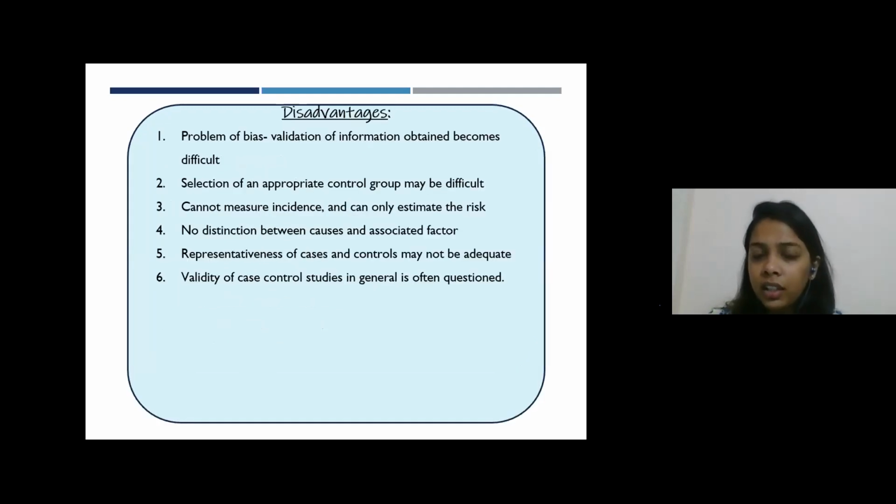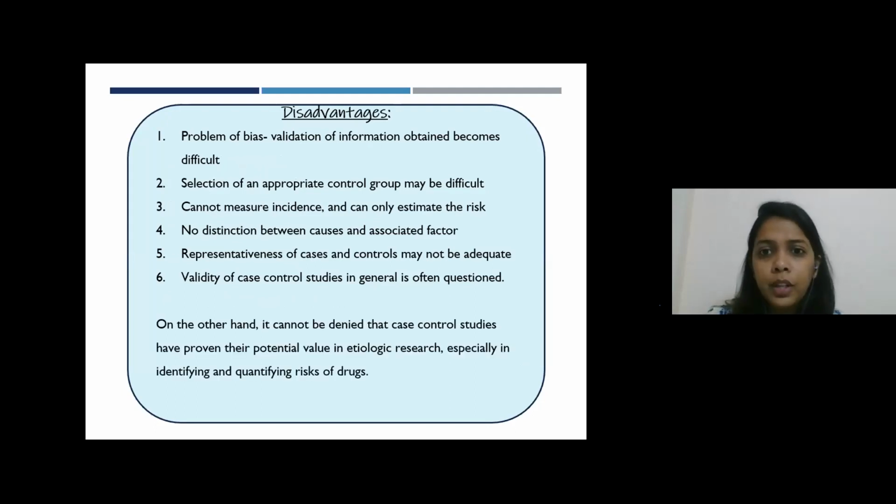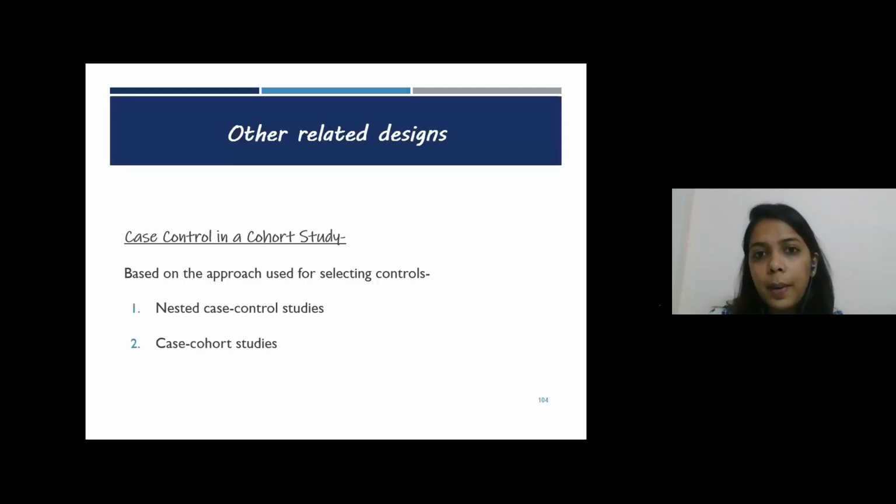But the disadvantage is that the problem of bias is much higher. Selecting an appropriate control group could be difficult because you need people with the same characteristics but without the particular disease. It can only give you the risk, and you cannot make any distinction between causes and associated factors. But it cannot be denied that these studies have proven their potential value in etiological research, especially in identifying and quantifying the risk of drugs. There are other related designs, like a case control in a cohort study. So you can have nested case control studies or case cohort studies, which employ elements from both these studies.